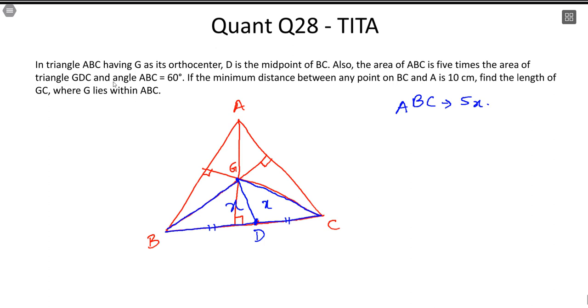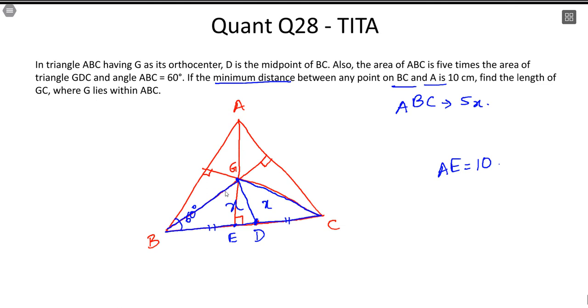And angle ABC is equal to 60 degree. If the minimum distance between any point on BC and A is 10 centimeters, so this is the point they are saying, AE is equal to 10. The minimum distance between any point on BC and A is as good as saying the altitude to BC is 10.